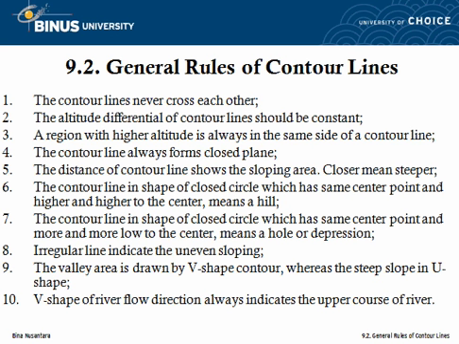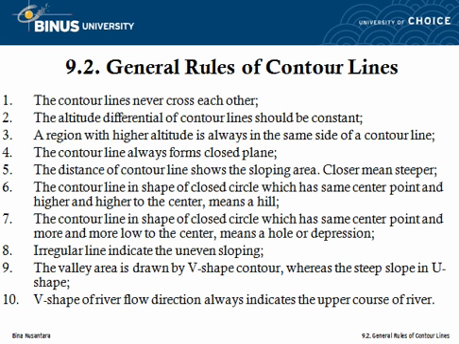And then we have 10 general rules of contour lines. Number 1. The contour lines never cross each other. Number 2. The altitude differential of contour lines should be constant. Number 3. A region with higher altitude is always on the same side of a contour line. And 4. The contour line always forms a closed plane. 5. The distance of contour lines shows the sloping area.